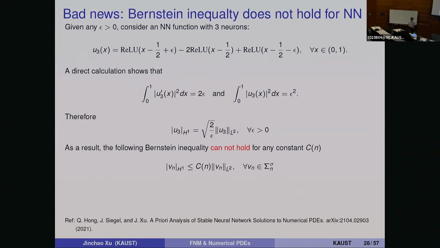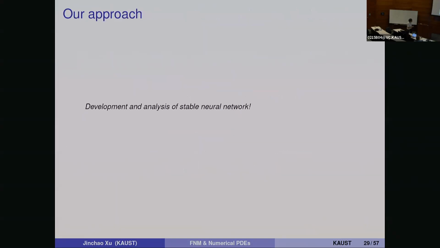It turns out we actually give a counterexample. For a deep neural network function, you cannot control the H1 norm by the H2 norm, no matter how many powers of n you put there. It's just not true. We can show this, because if you move the grid points around, we construct some examples. So that's bad news. Then what do we do here?